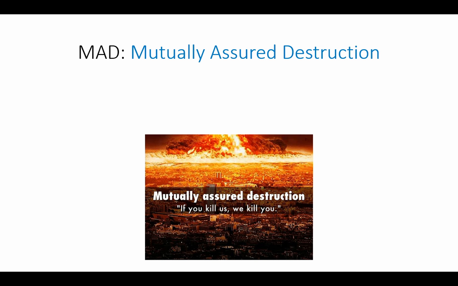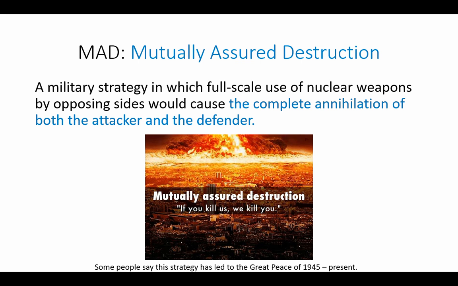what is called mutually assured destruction. And this is this military strategy in which the full-scale use of nuclear weapons by opposing sides would cause the complete annihilation of both the attacker and the defender. So what does that mean? This is the idea that if 2 countries have enough power and military strength to destroy each other's countries, well, that is in itself a form of deterrence.